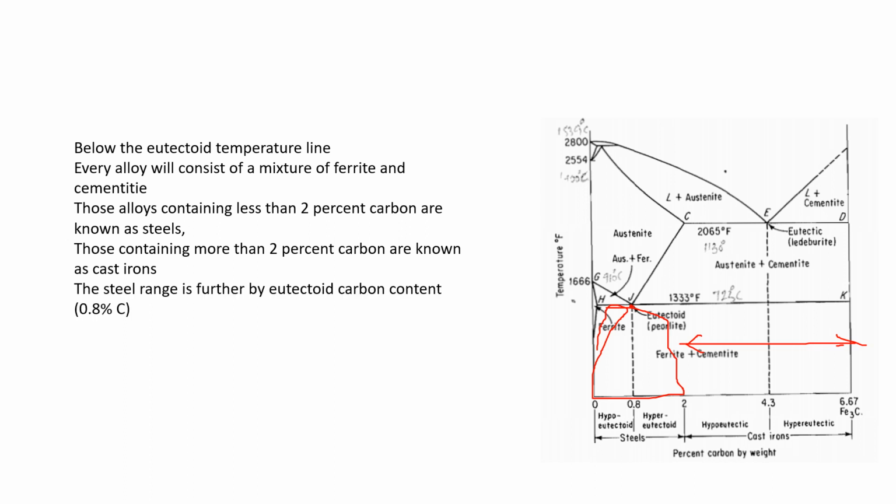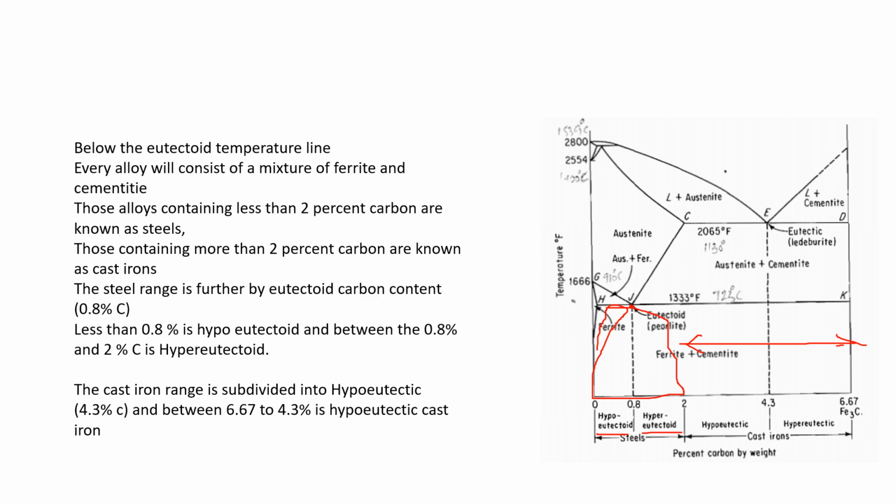The steel range is further divided by the eutectoid carbon content. Below 0.8% is hypoeutectoid, and between 0.8 to 2% is hypereutectoid steel. Similarly, the cast iron is also subdivided into two regions. One is hypoeutectic cast iron, the other is hypereutectic cast iron.